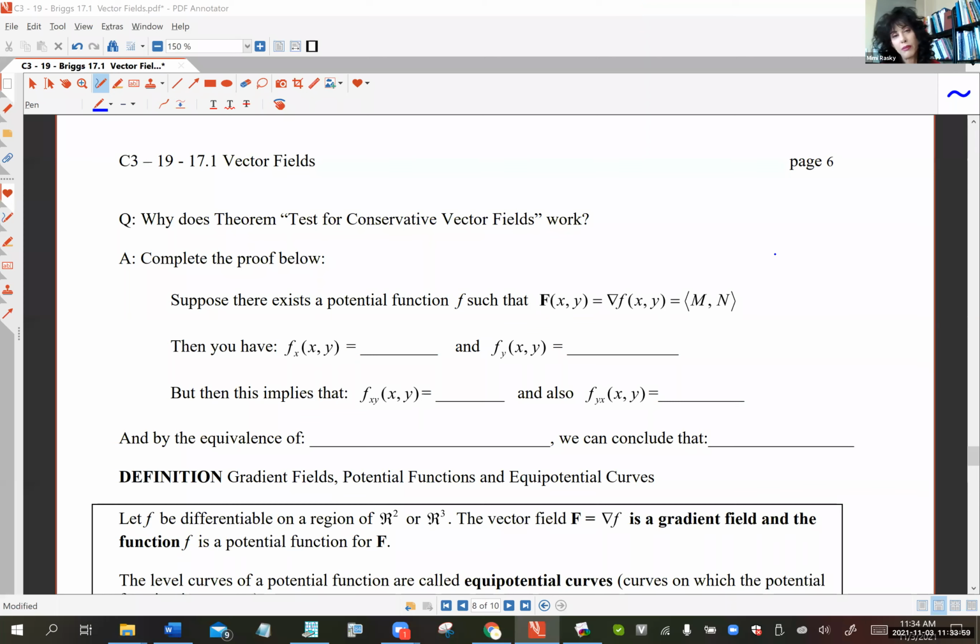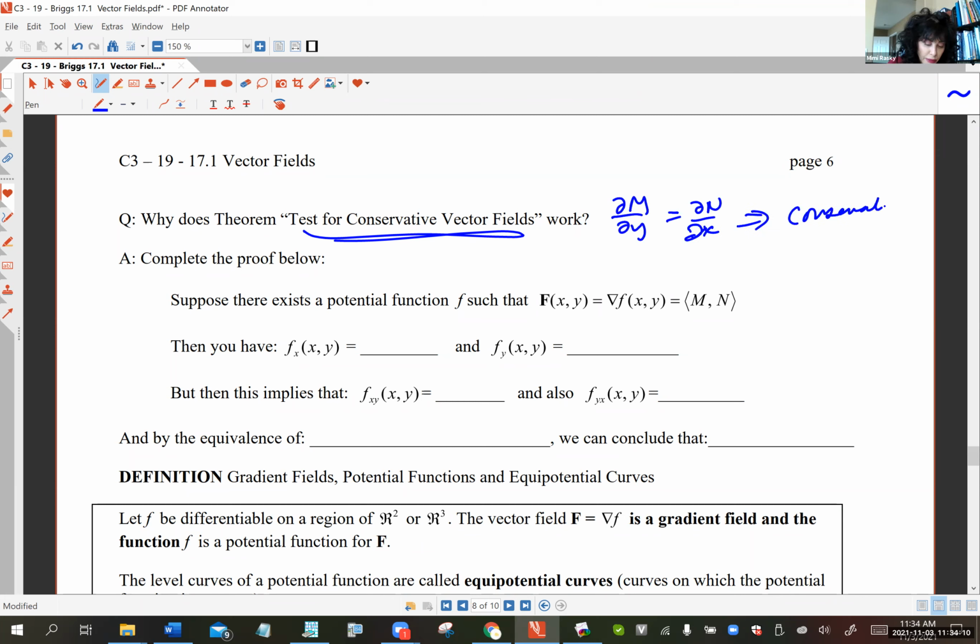Why does this theorem that involves the test for conservative vector fields work? Which basically says if dM/dy is equal to dN/dx, then that means you have a conservative vector field. And remember, a conservative vector field is one that's a gradient. That's kind of key that you get that, because you guys know all about gradients, because that was in a previous module for the course. So we're going to complete a little mini proof that's going to prove why this test works. And it's kind of cool.